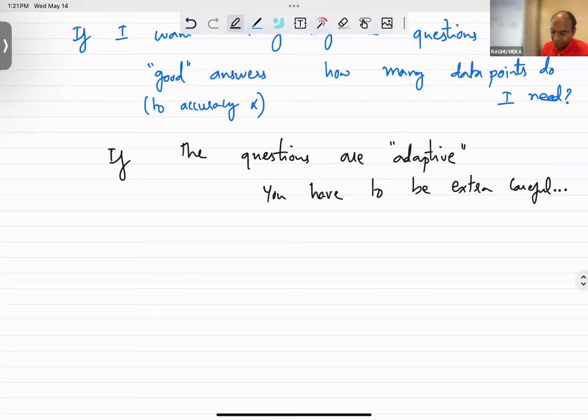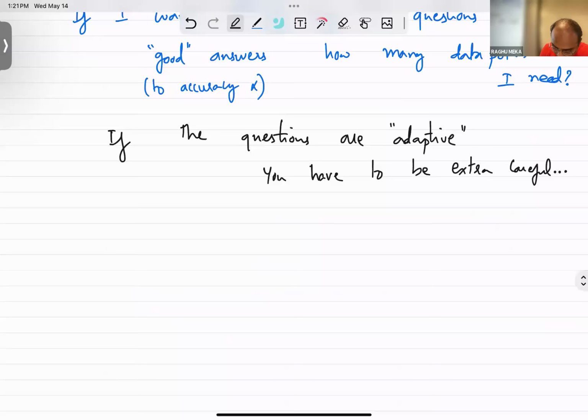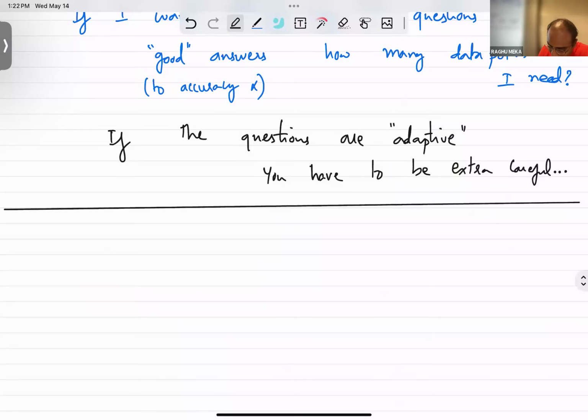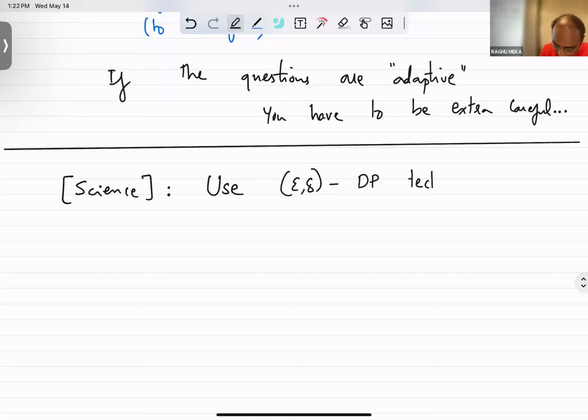And the punchline, which we are not going to discuss, but it's a very important application. It was a paper in the journal Science. They use techniques from approximate differential privacy.